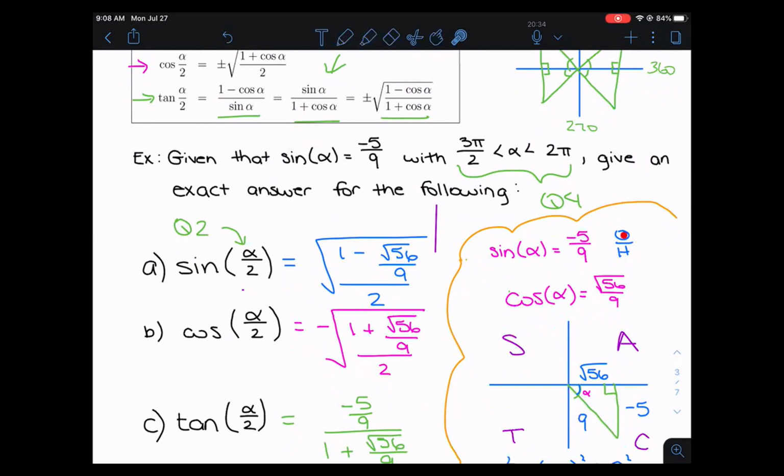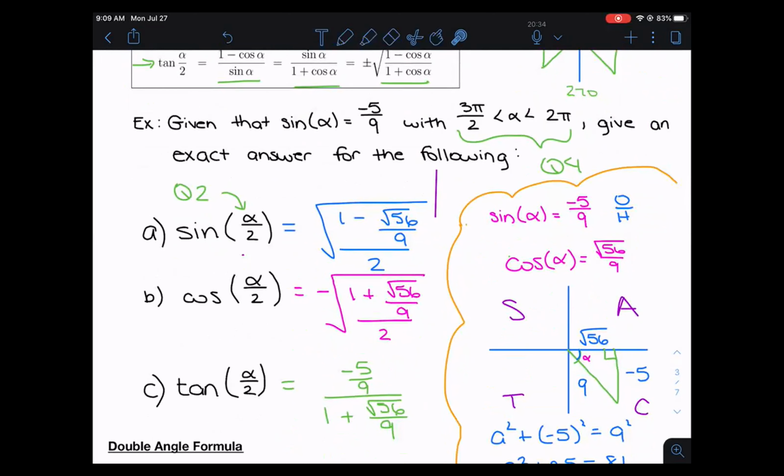And opposite over hypotenuse, that means that this is our opposite side. So remember that this is our angle. The angle that we always look at is the one that's closest to the x-axis. So opposite this angle is this side here. So this is our -5, and our hypotenuse is 9. So we can label that.